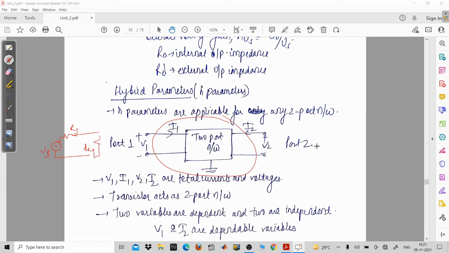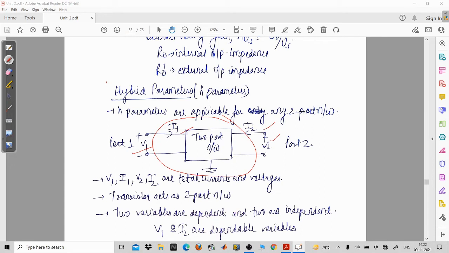Because if you have to replace the transistor by a two-port network, then it will be represented by two important equations. So now you can see here there are four important variables. The first one will be your V1, then second one will be your I1, then third one V2 and the I2. So we were having V1, I1, V2, I2, total current and total voltages. So now, out of these four variables, two variables will be independent and two variables will be dependent. Now, which are the dependent variable and which will be independent?